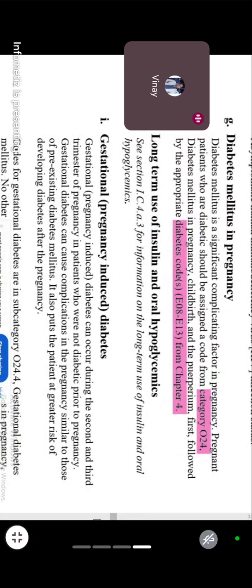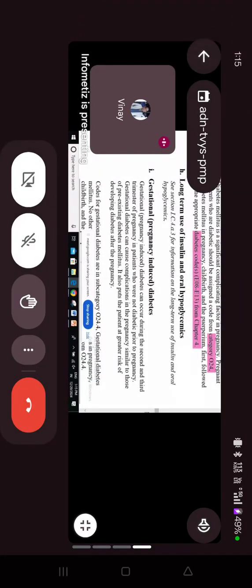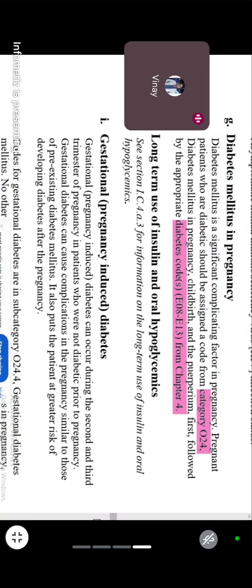Can we use the long-term insulin code and oral hypoglycemic code along with the O24 series code? Yes, you can code, but you have to follow the chapter 4 guideline also. Suppose the lady has type 1 diabetes, is pregnant and is taking insulin. You can't code the insulin code because it's type 1 diabetes. If it is type 2 and the lady is taking long-term insulin, just code it. Same thing as yesterday. The only additional thing here is the first code should be O24. That's all.